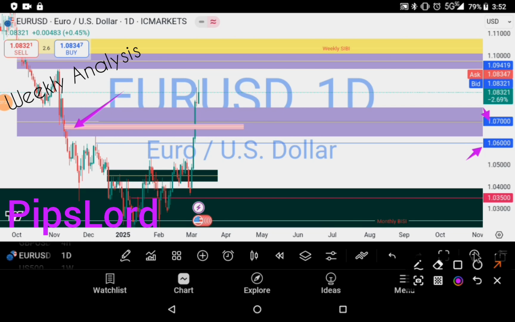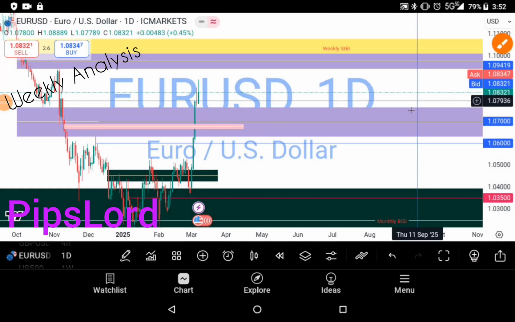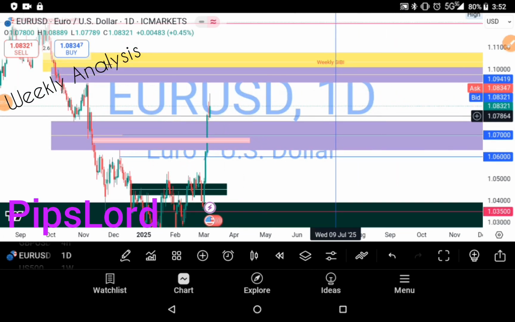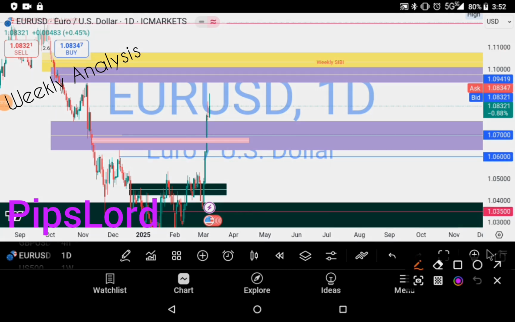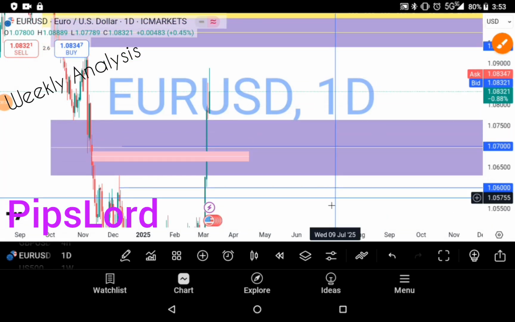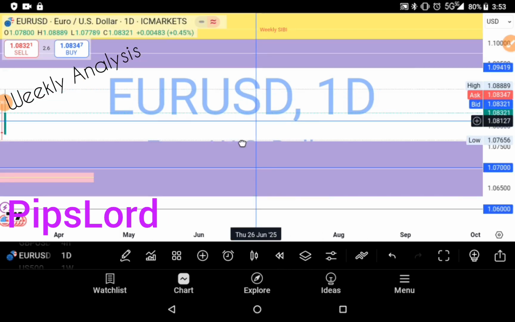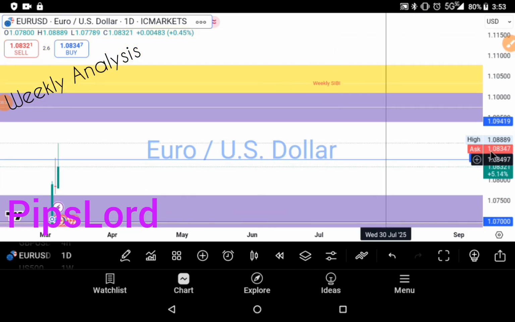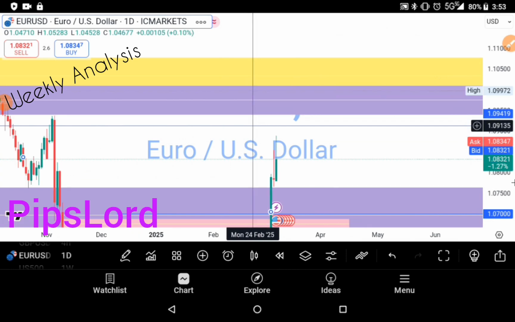So the next level I'll be watching on fiber will be the next buy side liquidity pool here. So I'm interested in these levels here. We have the weekly CB and the monthly CB as well, the yellow line and the purple box. So as long as the market price found support here, I think this is a monthly. I have the monthly CB.